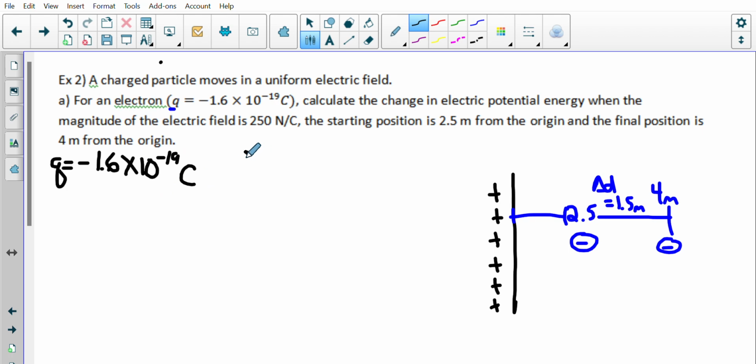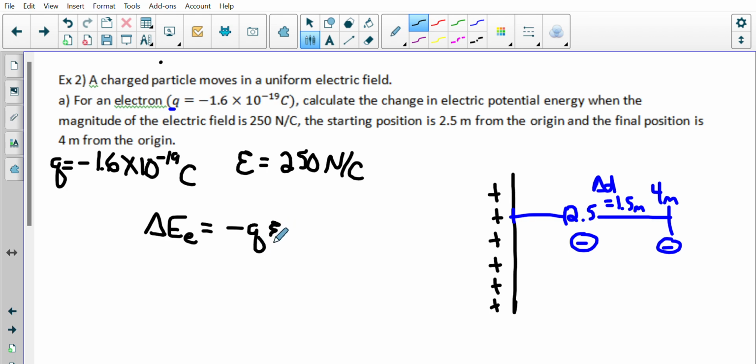And this time our electric field's a little stronger than our last one. It's 250 newtons per coulomb. All right, and we want to find the change in electric potential energy, which again, I'm going to use that formula that we had. The change in electric potential energy is equal to negative Q times epsilon times delta D.